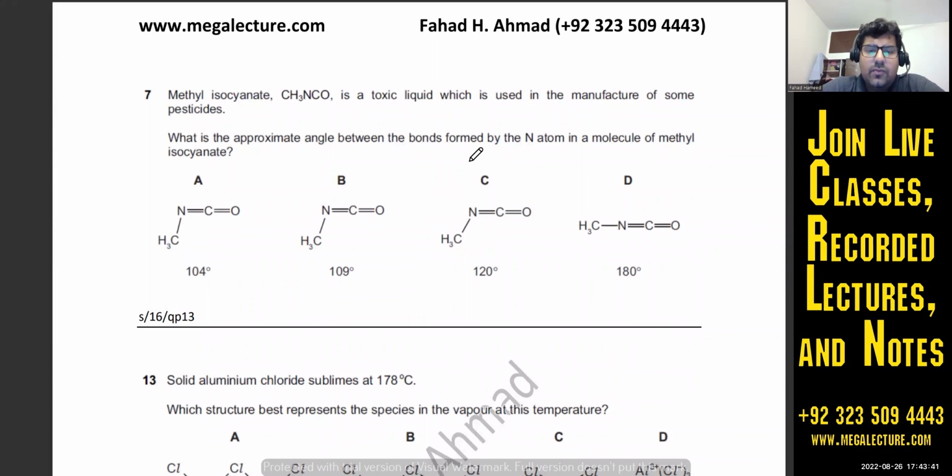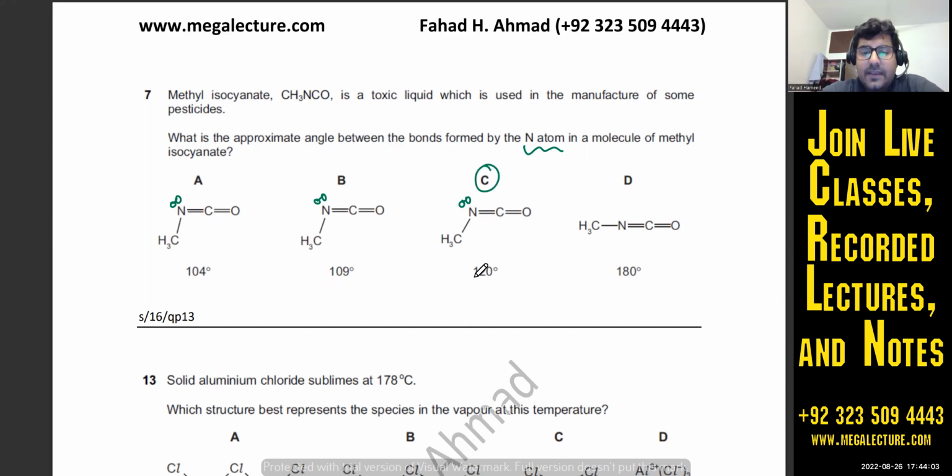Okay, he's asking what is the shape around the N atom? So the question is, does the N have a lone pair? It's making 3 bonds, so that means it's got a lone pair as well. Group 5 means it's got 5 electrons, so there are 2 electrons left. So what would be the shape? It's going to be 120, it's going to be C.